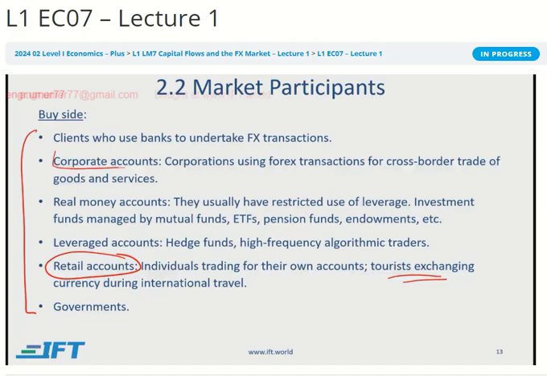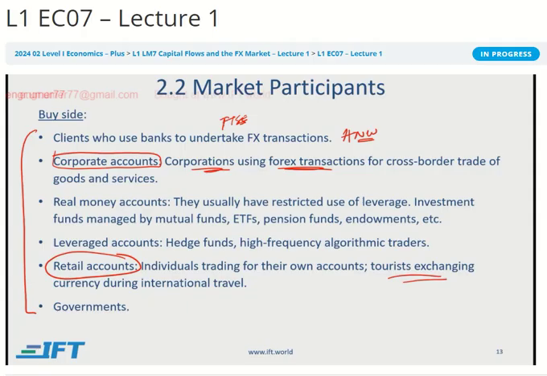you are a business doing import export. You're importing some Louis Vuitton bags from France, or maybe some chocolate from Belgium. So you need euros for that. So corporations use foreign exchange transactions for cross-border trades of goods and services. They could be high net worth clients. Maybe you're looking to invest in the German DAX index or the British FTSE. So you'll need pounds for that. So you have to convert your dollars into pounds to invest in the FTSE index in the London Stock Exchange.